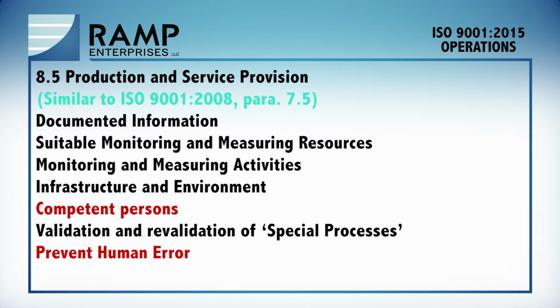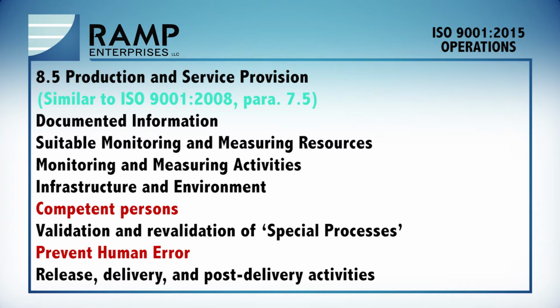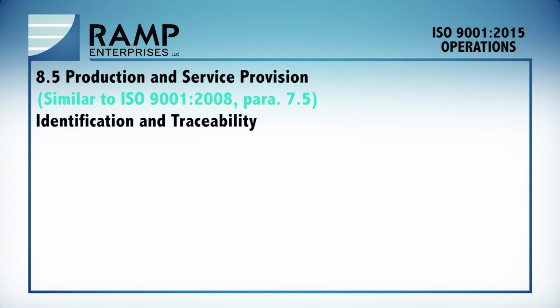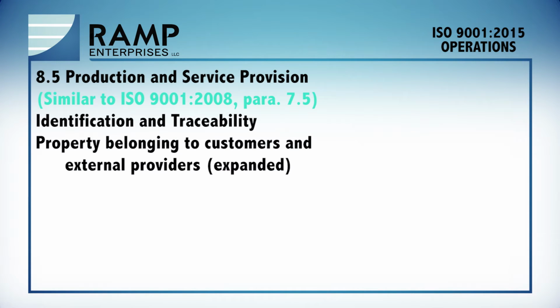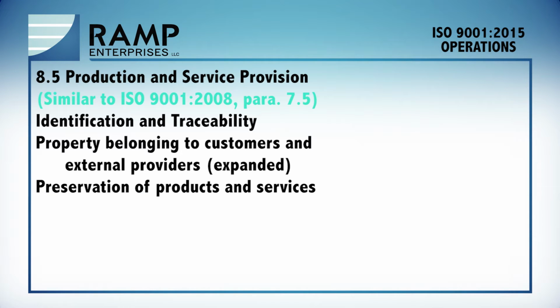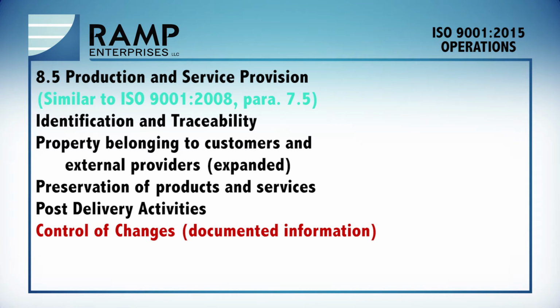We need to try to prevent human error. This is new. Then release, delivery and post-delivery activities. Still included are identification and traceability requirements, property belonging to customers, but they added and external providers, so it's been expanded. Also included are preservation of products and services requirements, post-delivery activities, and here's a new one, control of changes in production. Make sure you have documented information associated with any changes. It has to be controlled.